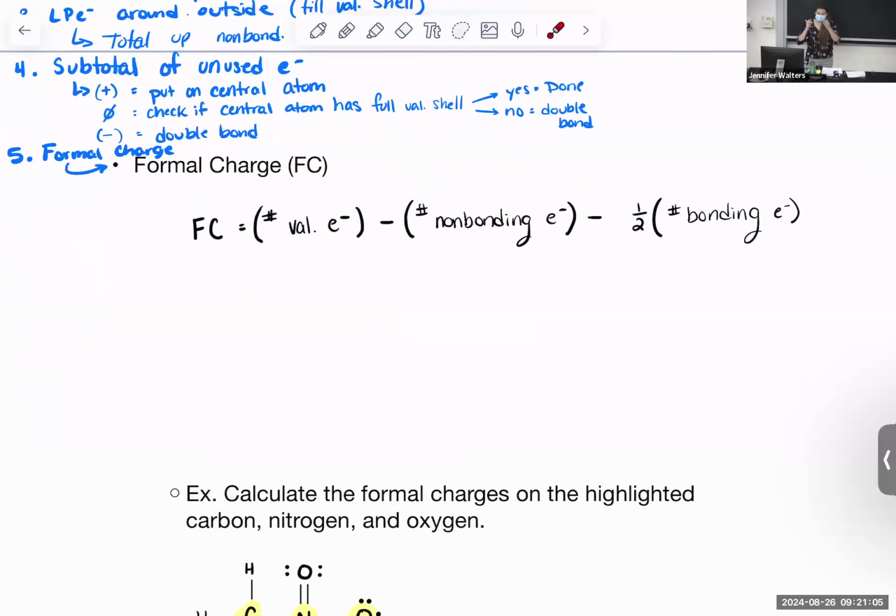So to calculate the formal charge, it is technically the number of valence electrons minus the number of non-bonding electrons minus 1/2 times the number of bonding electrons. The way that I like to think about that is your non-bonding electrons, these are your dots, 1/2 of your bonding electrons, these are your lines. So your formal charge is the number of valence electrons minus the dots minus the lines around that atom.